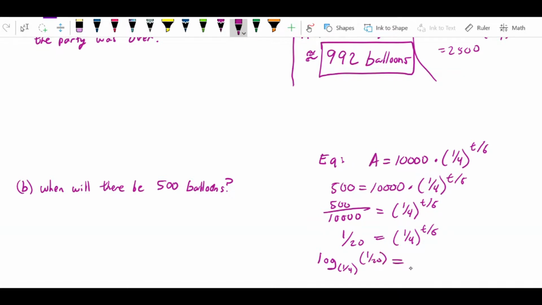Now, please do not let it freak you out that I'm using a fraction as the base of the logarithm. We already talked about how the base of an exponential or logarithmic function can be any positive number except for 1. So there's nothing wrong with having a base of 1/4, and as you'll see, the change of base formula makes it very easy to deal with. So I'm taking the log base 1/4 of 1/20th on the left and the log base 1/4 of 1/4 to the t over 6 on the right.